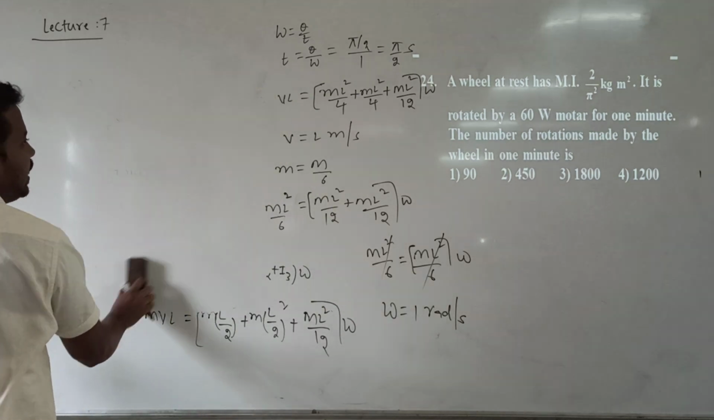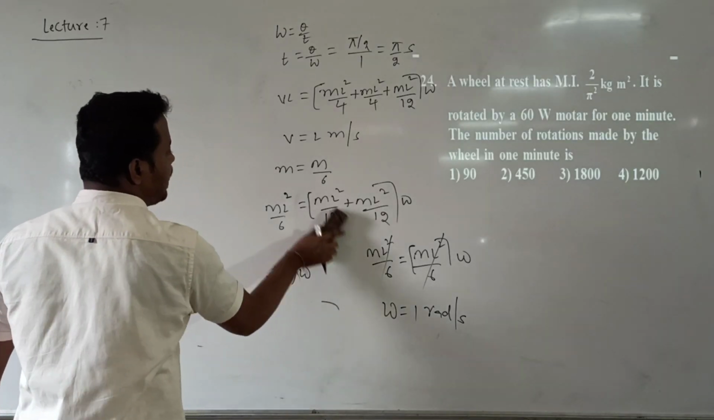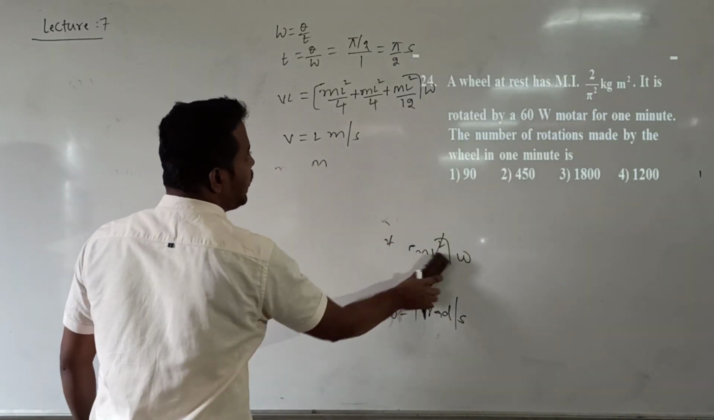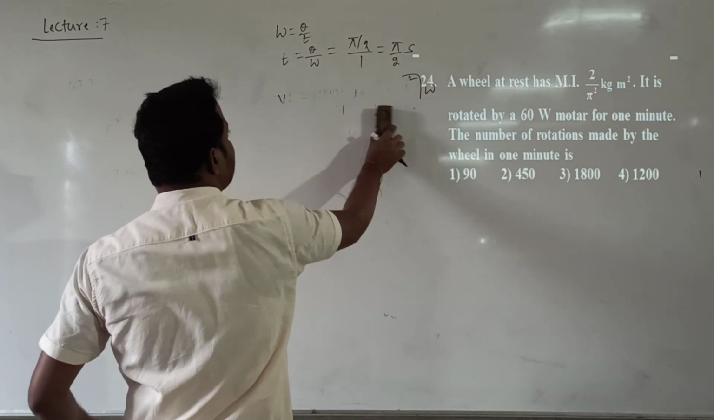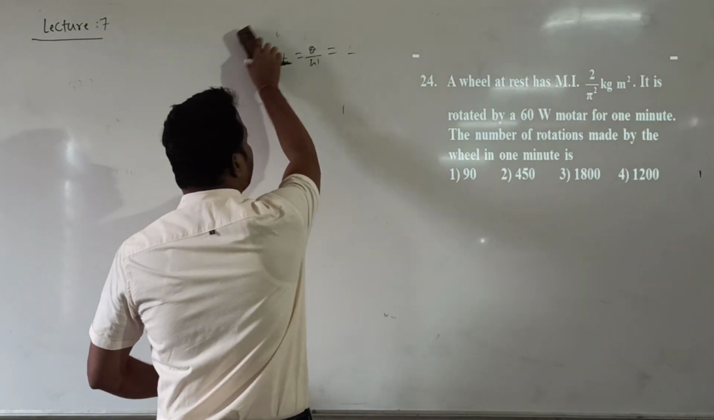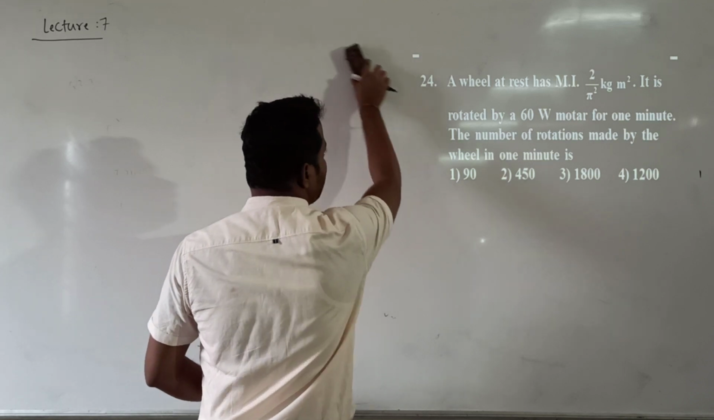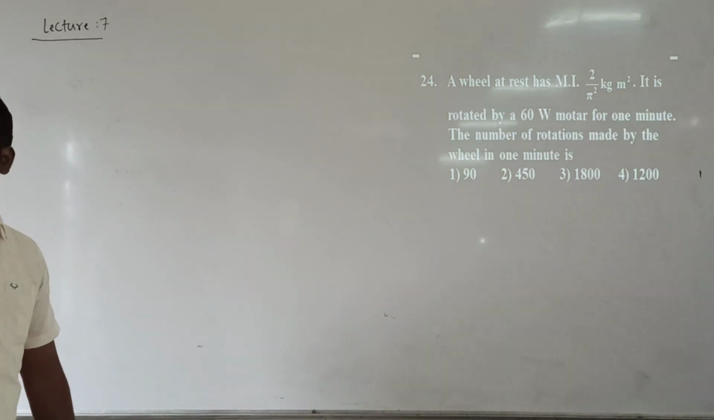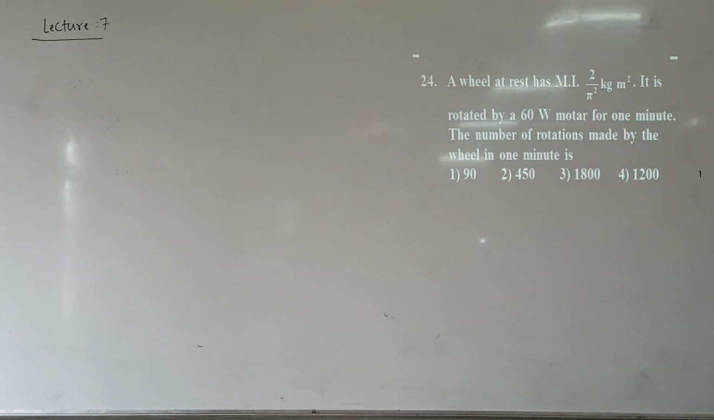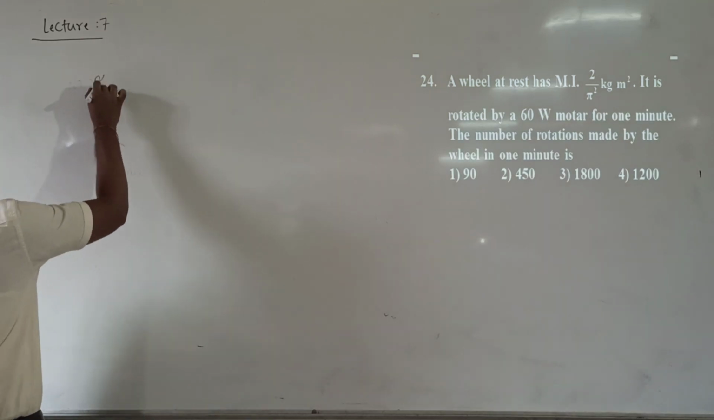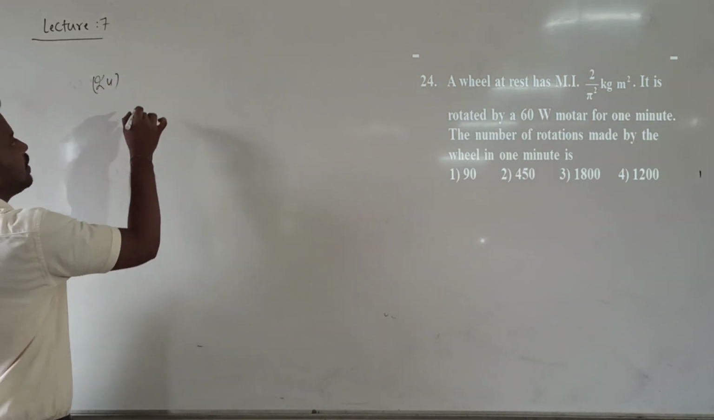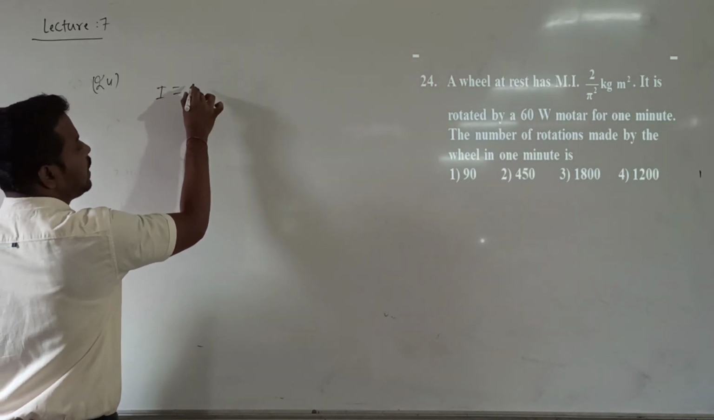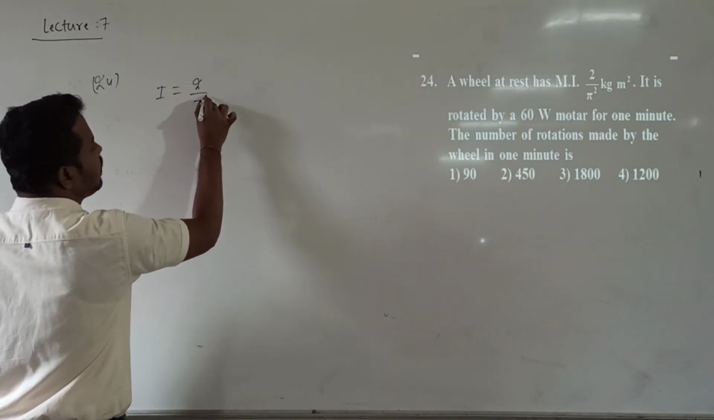So what is this question? A wheel at rest has a moment of inertia 2 by pi square kilogram meter square. It is rotated by a 60 watt motor for 1 minute. The number of rotations made by the wheel in 1 minute is equal to what? Question number 24. A wheel is given. So wheel is nothing but a circular disc. What is the moment of inertia value? Given as 2 by pi square.